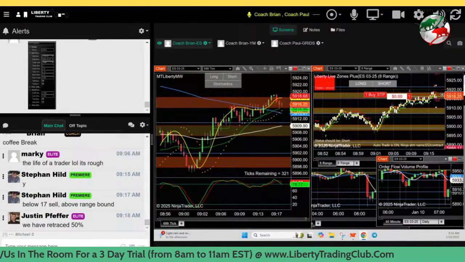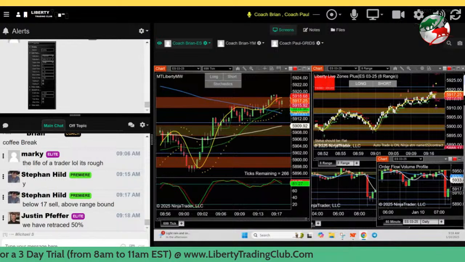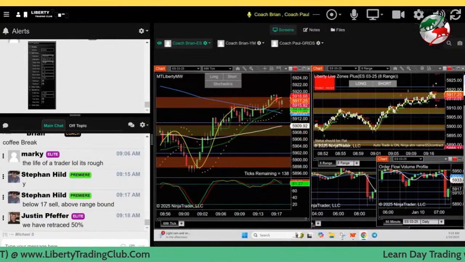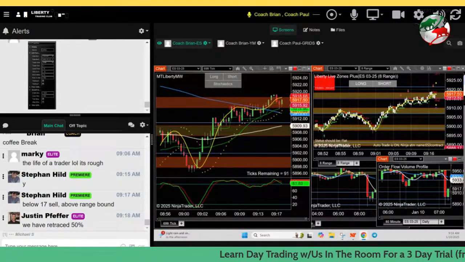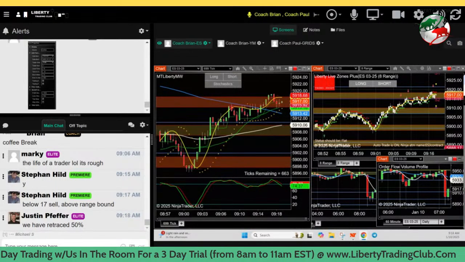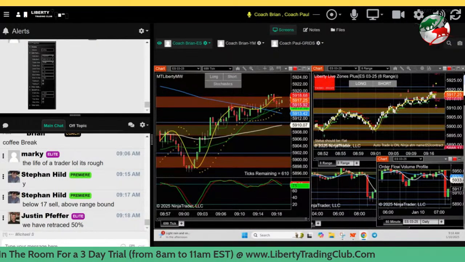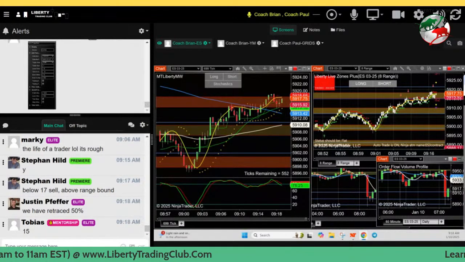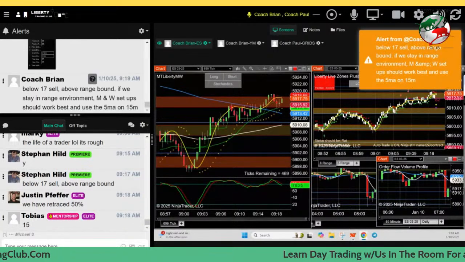and use the 5 MA on which chart, guys? If we stay in a range bound environment, which chart do we use the 5 MA? Somebody knows it. Say it. 15-minute. Thank you. This is the easiest plan of all.